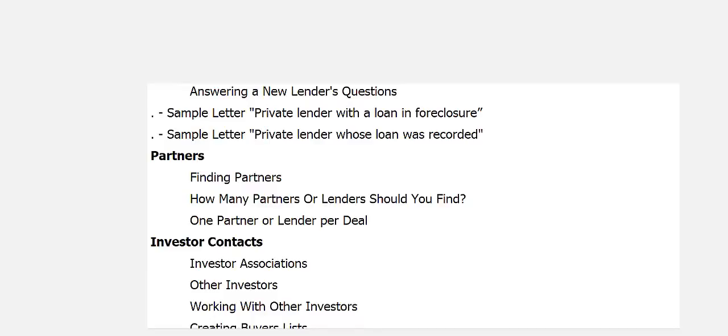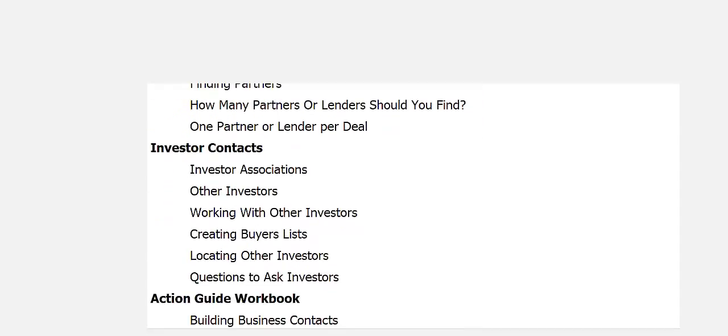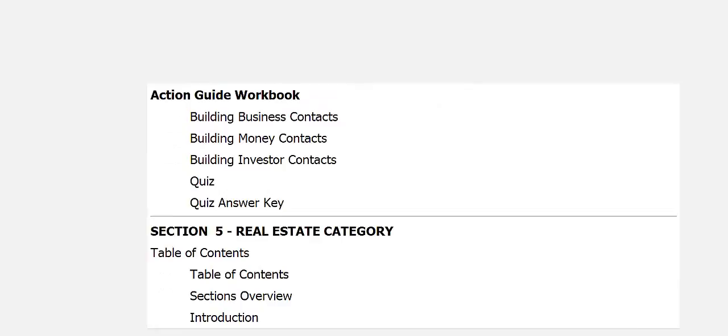Partners, money partners, finding partners. How many partners or lenders should you find? One partner or lender per deal, and why? Then other real estate investor contacts. Investor associations, other investors, working with other investors, creating a buyers list, locating other investors, questions to ask investors. Action Guide Workbook, building business contacts, money contacts, investor contacts. Quiz answer key.